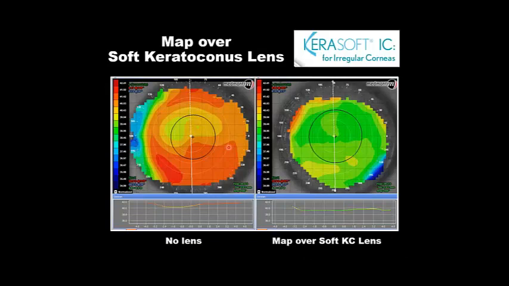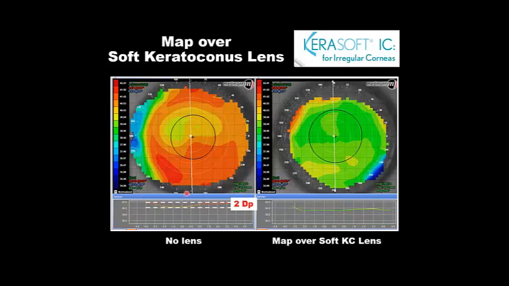Here's a patient that's post-LASIK, and without the contact lens we see this irregularity within the pupil. Place the lens on eye. On the right, you're looking at the map over top of the specialty soft lens. Notice how the contours seem to change. We're dealing with only two colors and less asymmetry.